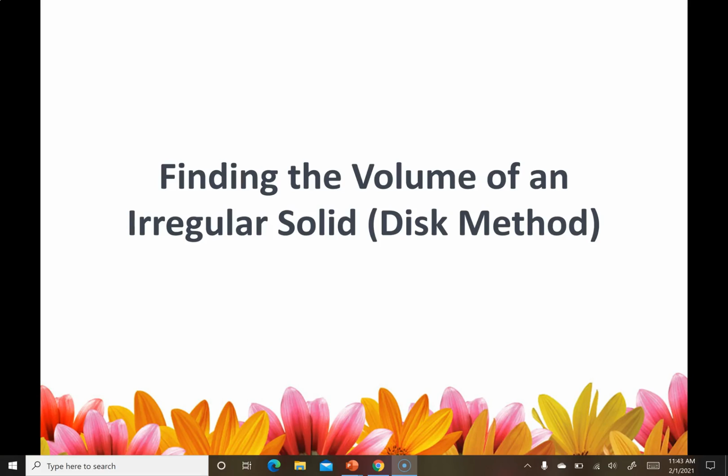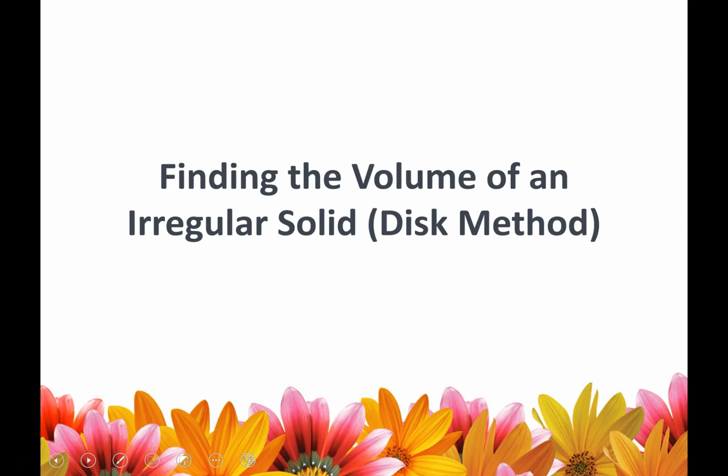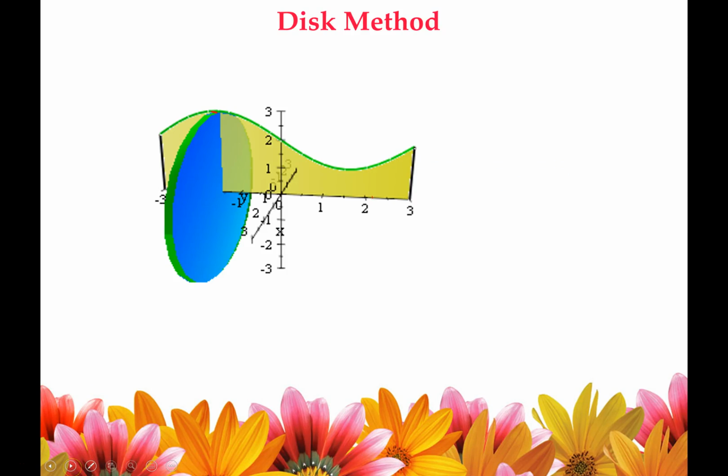This topic is called finding the volume of an irregular solid, and this is going to be the disk method to start off, and then we're going to go to the washer method. So let's start with the disk method. Basically, I want you to imagine a curve, and let's talk about this green curve.